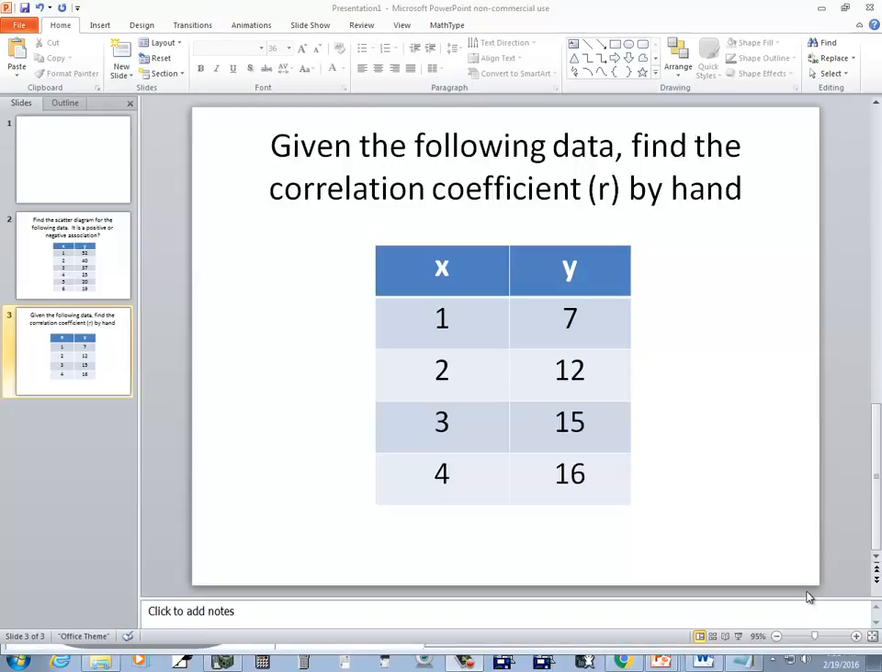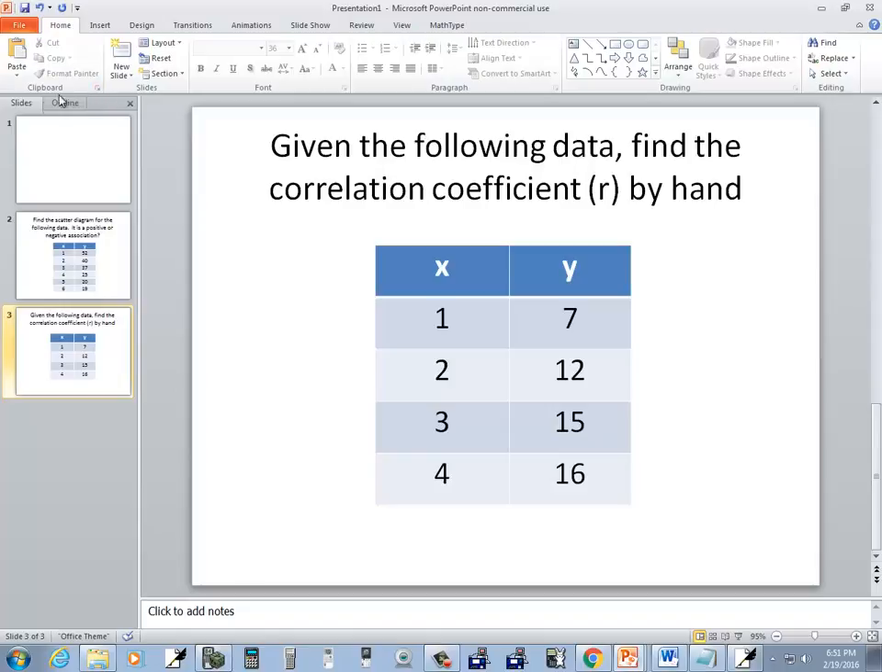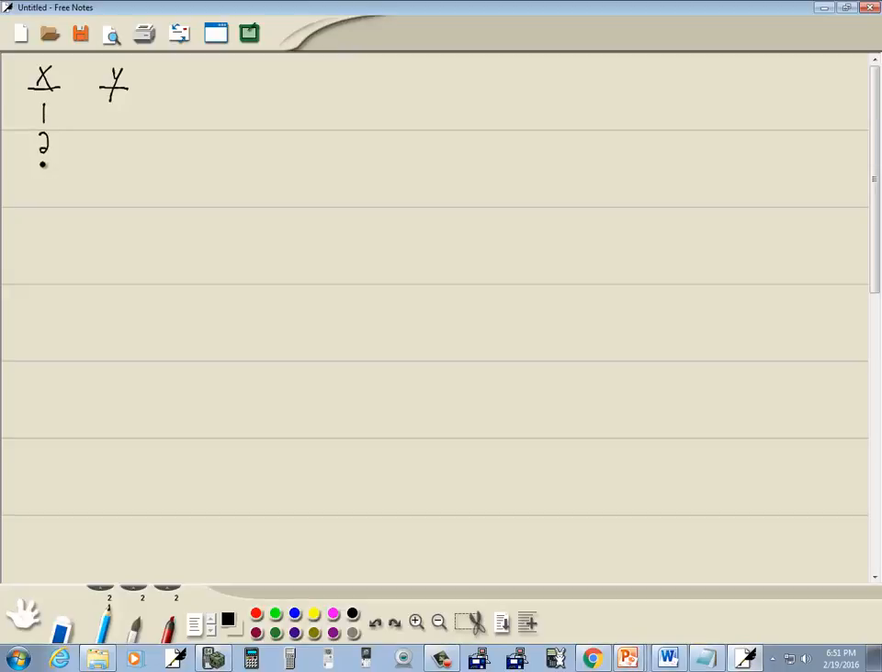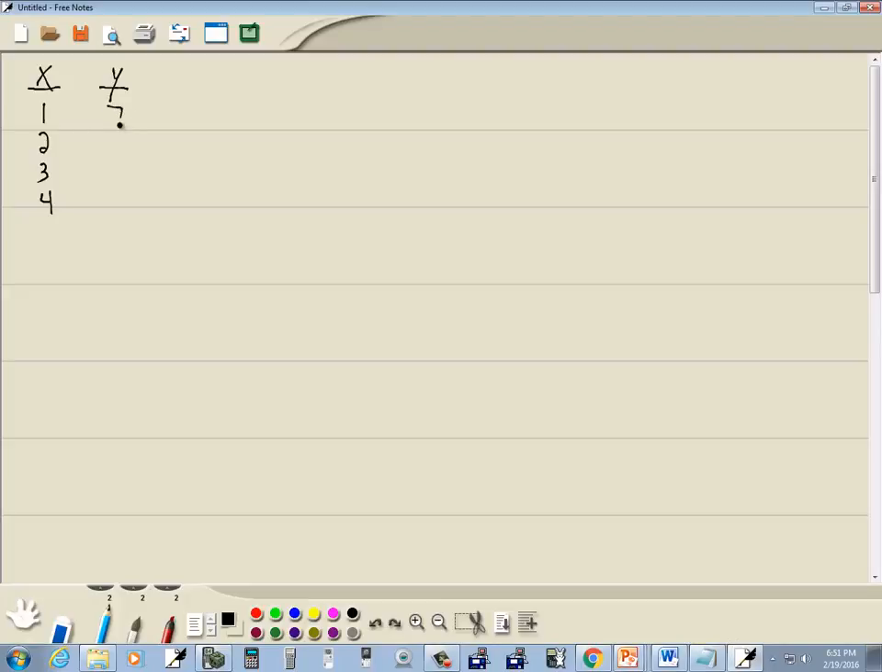Given the following data, find the correlation coefficient by hand. So let me bring up my tablet, and I've got my x and y values. The x values are 1 through 4, and the y values are 7, 12, 15, and 16.